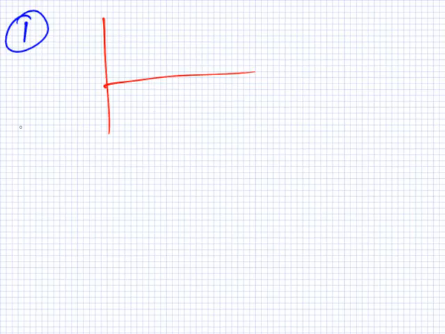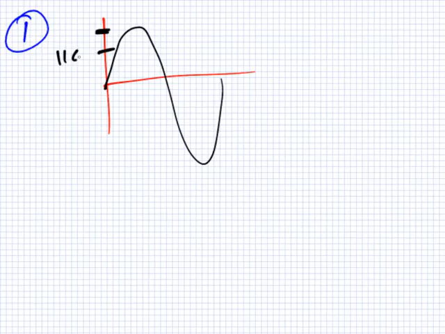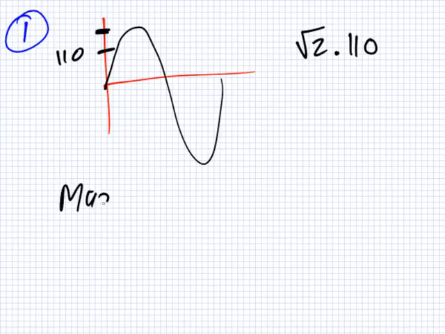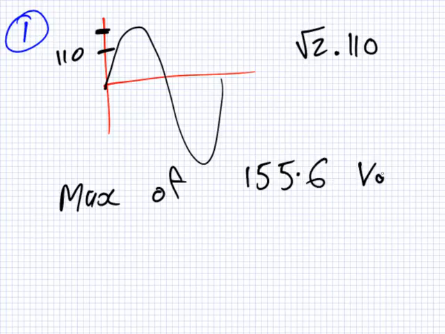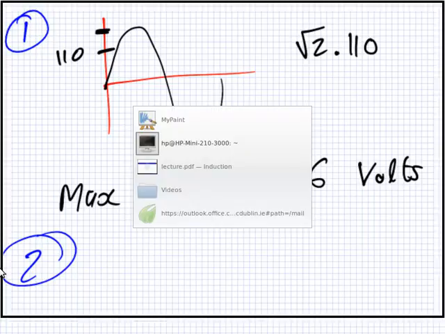There we go. So if you remember from last time, the graph of the AC goes as follows. Sine graph. So this maximum and this average are two different things. It's root 2 times 110 that is the maximum, is it? Yeah. So yes, it hits a max of 155.6 volts. Fair enough? Okay.